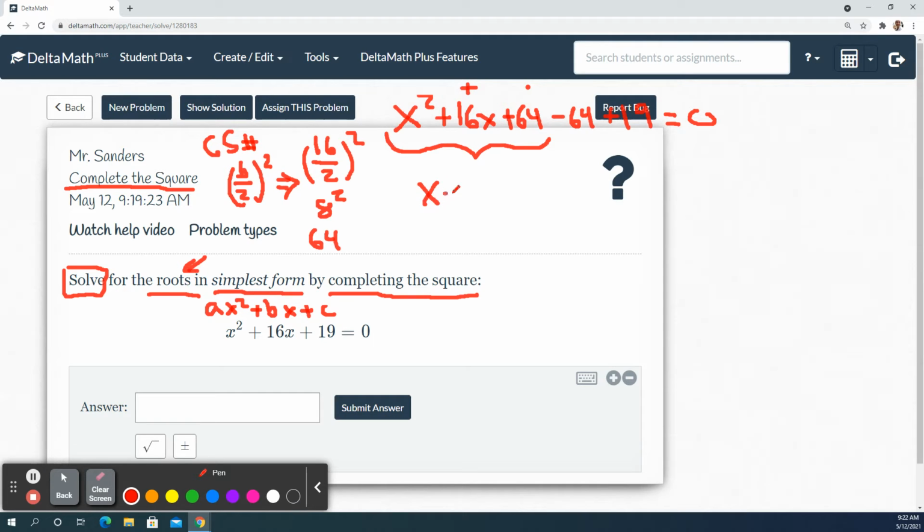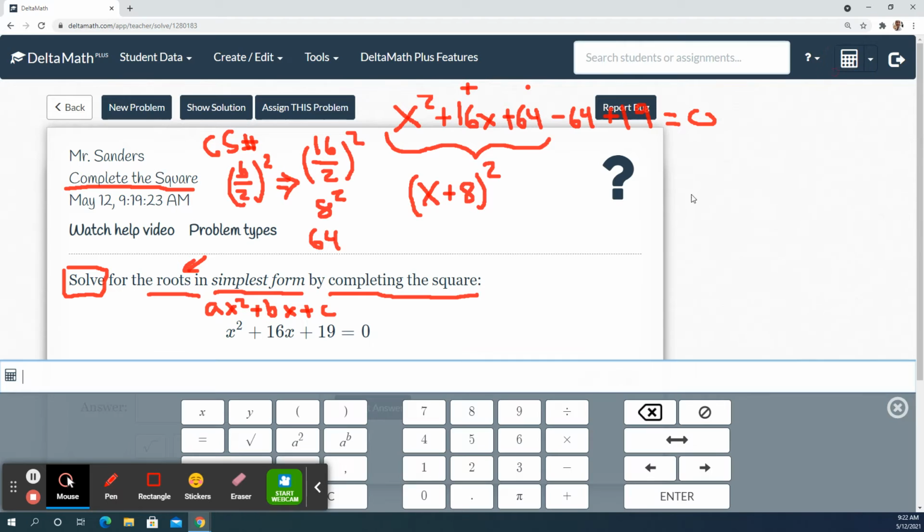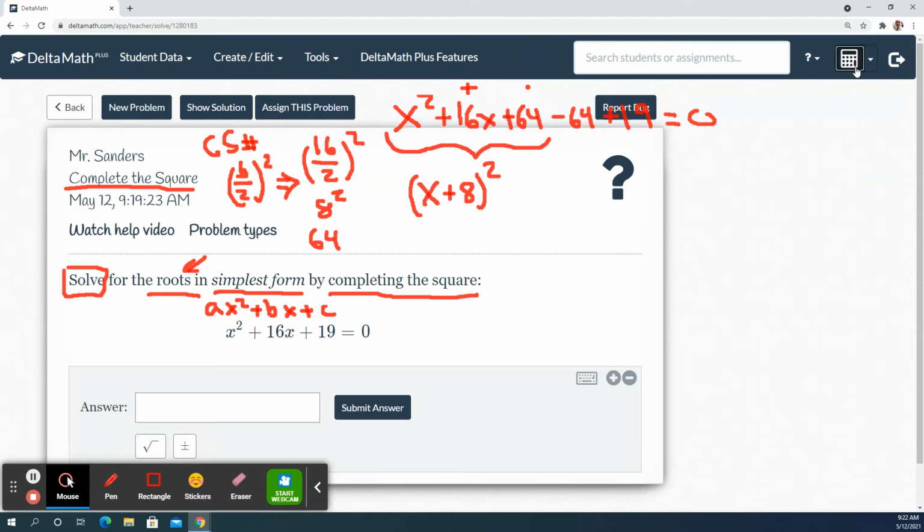8 plus 8 is 16. At this stage, we've seen it already. I'm going to go straight into my perfect square binomial: x plus 8 times x plus 8 is what that turns into. Now this is where it helps: we just combine like terms right here. We have negative 64 plus 19. I don't want to make any mistakes. Negative 64 plus 19 is negative 45. Minus 45. All of this still equals 0.